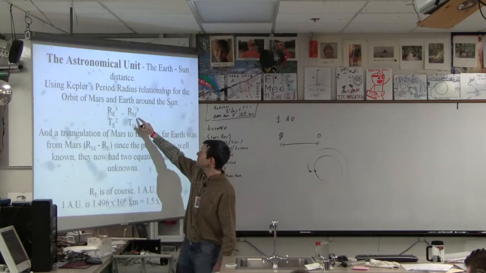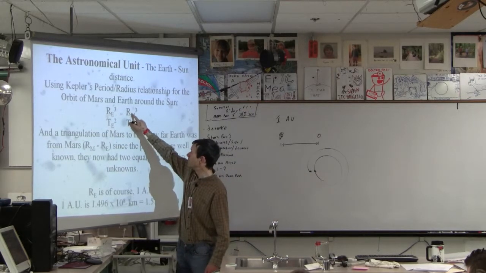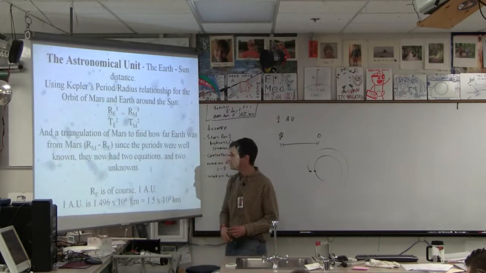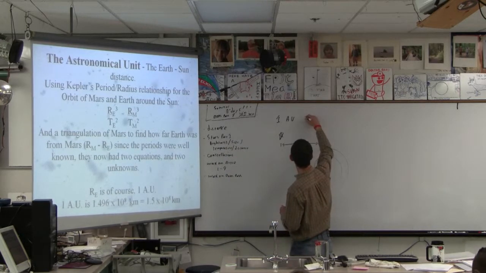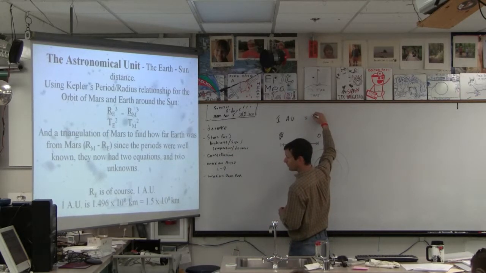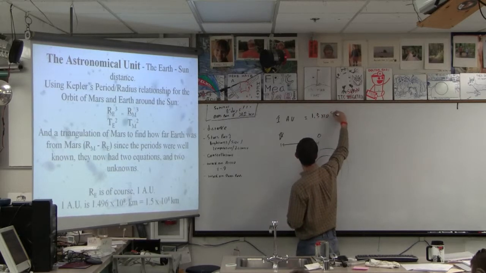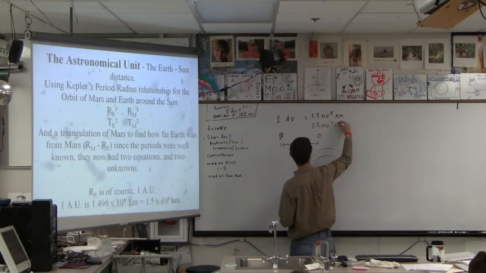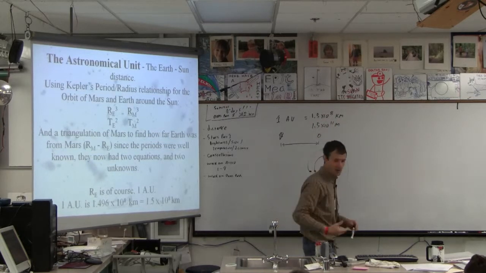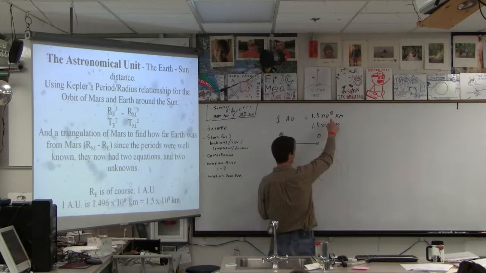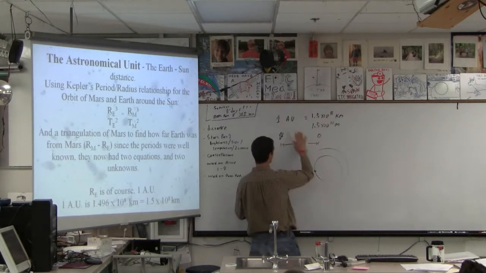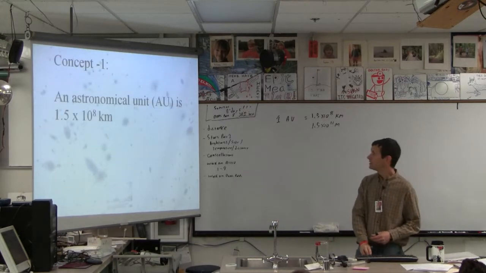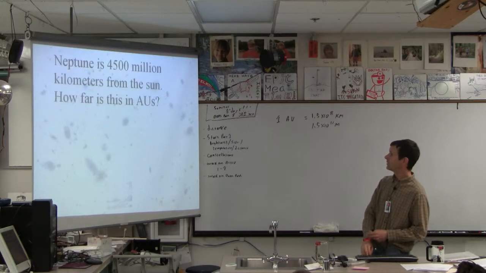Anyway, short story is, once you know this distance, Mars's radius minus Earth's radius, you have one equation. The other equation is this. You can solve that. And this is what an astronomical unit is. It's roughly 1.5 times 10 to the 8th kilometers, or if you prefer, 1.5 times 10 to the 11th meters. Things are so big that we're going to use a lot of kilometers. Remember, it's just a factor of 1,000, so scientific notation's our friend. And I think you have that. So that's our first concept.